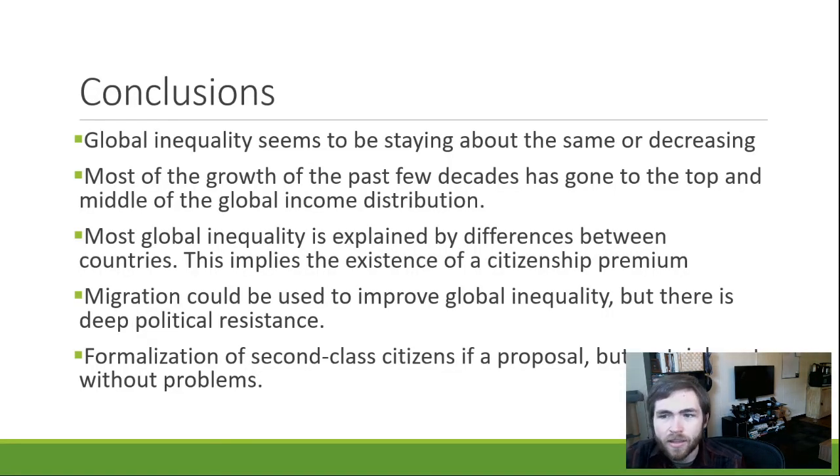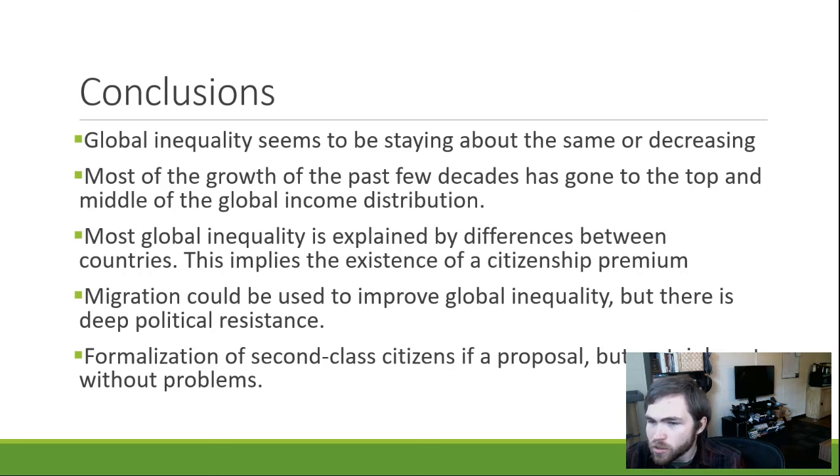So anyway, let's just wrap up here. Global inequality seems to be staying about the same or decreasing slightly. Most of the growth of the past few decades has gone to the top and middle of the global income distribution, leaving middle classes and lower middle classes in the developed world not seeing much increase in their income, which may be another reason why political resistance to increased migration is on the rise.